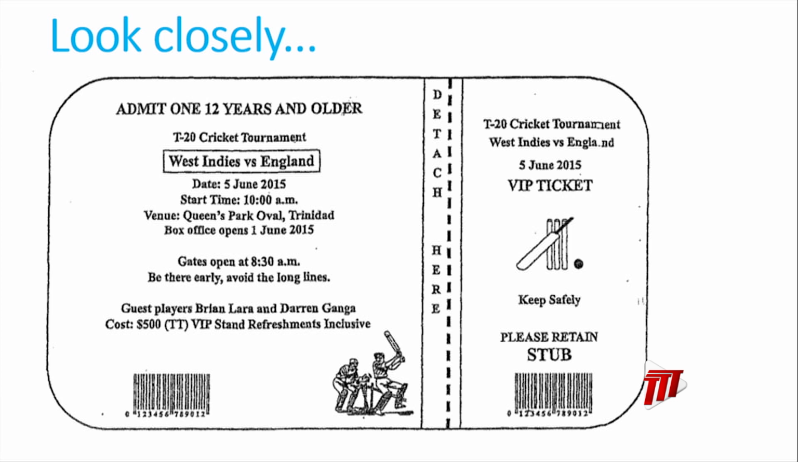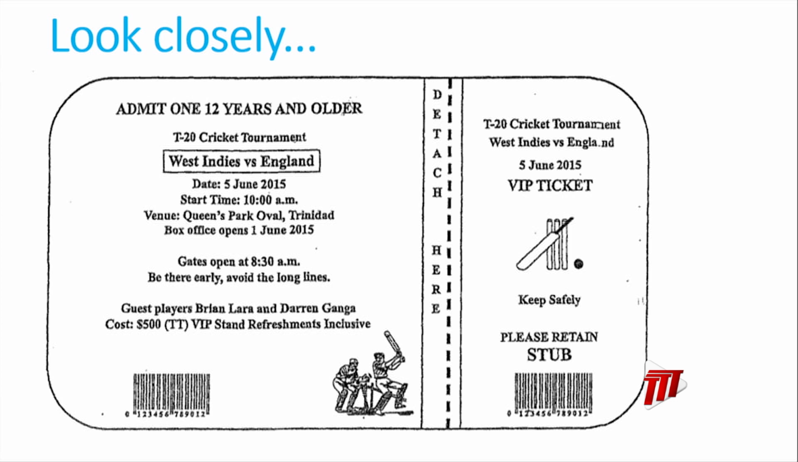If we look at the bottom of this section of the ticket, we have a wicket keeper and a batsman, and the batsman has just been bowled out because the stumps are off and his bat is in the air. He's mid-swing. Across on the other side, on the stub, we read: T20 cricket tournament, West Indies versus England, 5th June, VIP ticket. So the information that is presented in the main part of the ticket is summarized here on the stub.